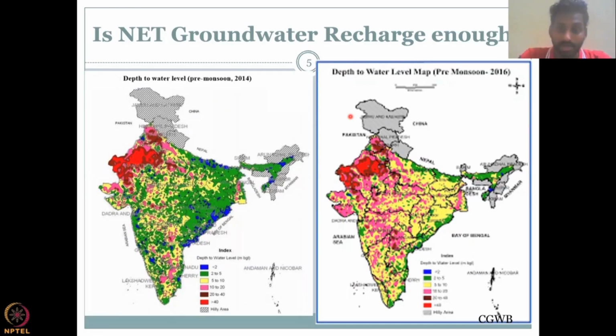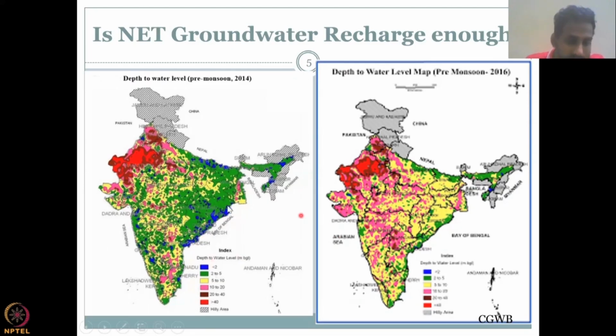The rainfall patterns have changed, the climate patterns have changed, and you see that pre-monsoon level, which is before your monsoon, which is from your peak monsoon to your next monsoon, the water that you've used in summertime. If you look at it, it is a drastic condition. Most regions are red in comparison from 2014 to 2016. The index is the same, the colors are the same.